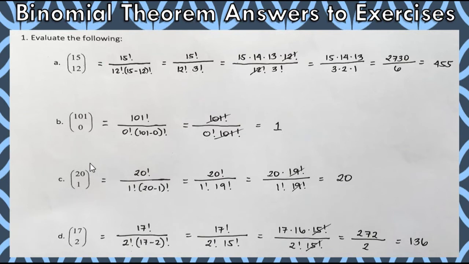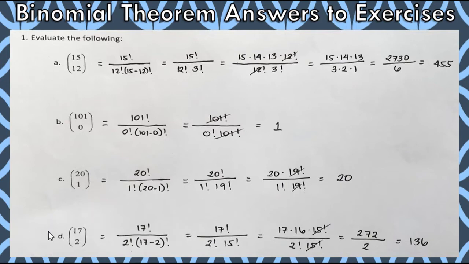Okay, next example, we have here 20 taken 1 at a time. So, that is 20 factorial over 1 factorial times 20 minus 1 factorial. So, 20 factorial over 1 factorial times 19 factorial since 20 minus 1 is 19. Then, we can write this as 20 times 19 factorial so it cancels with the 19 factorial in the denominator. So, what is left is 20 over 1 factorial and 1 factorial is 1. So, 20 over 1, that is just 20.